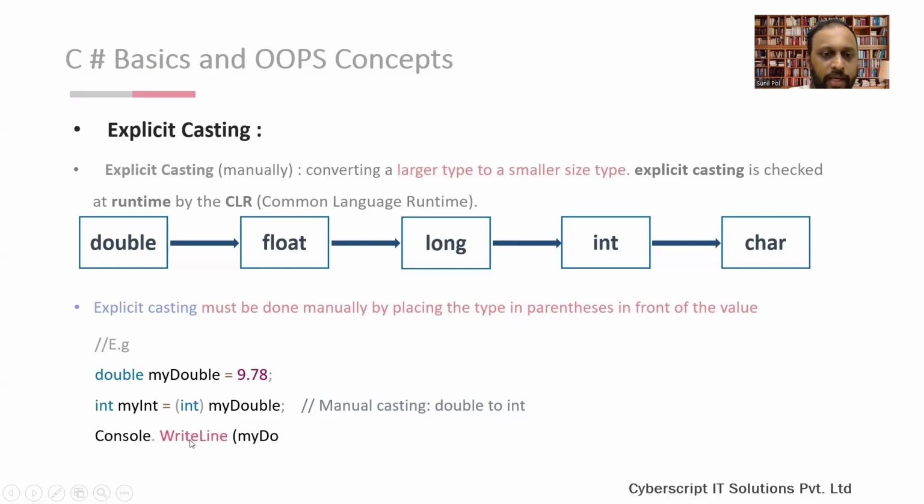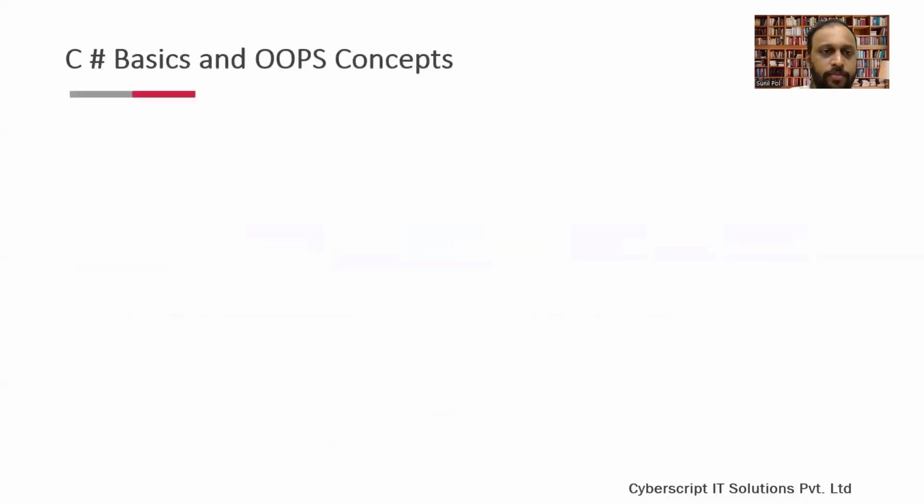So now I am printing that information on the command prompt. So the output would be 9.78 for my double variable. But here we are converting myDouble to an integer variable. As we know, an integer variable does not support decimal values. So it will take only the integer part of it. So Console.WriteLine of myInt will print only the 9 value and it will remove 0.78.